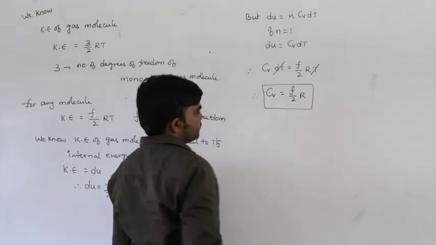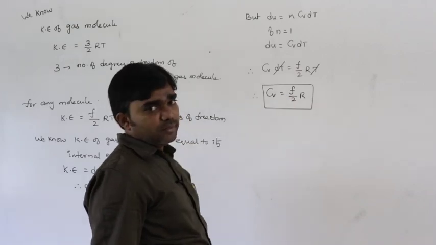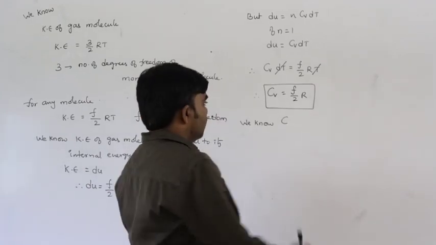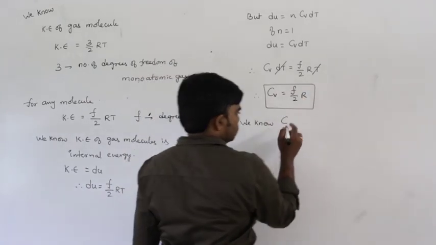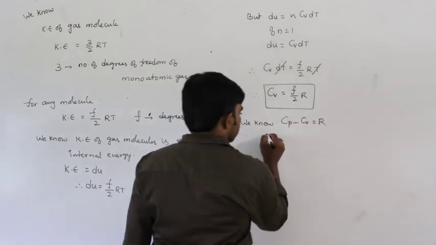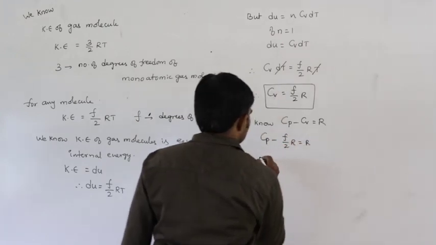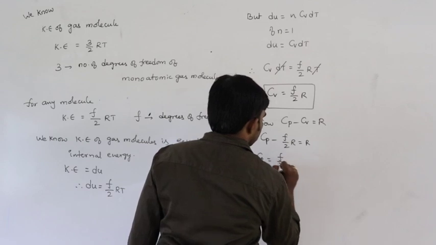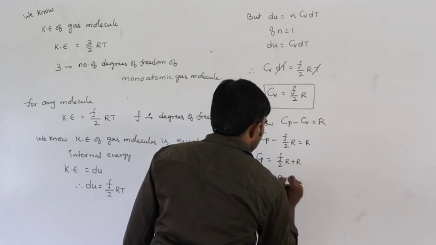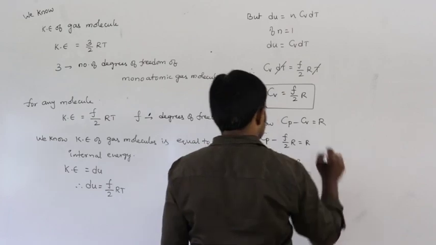So this is the molar specific heat at constant volume, equal to F by 2 R. What is F here? Degrees of freedom. Again we know Cp minus Cv is equal to R. So here, F by 2 R plus R gives Cp. So Cp is equal to R times F by 2 plus 1. That is the value of Cp.